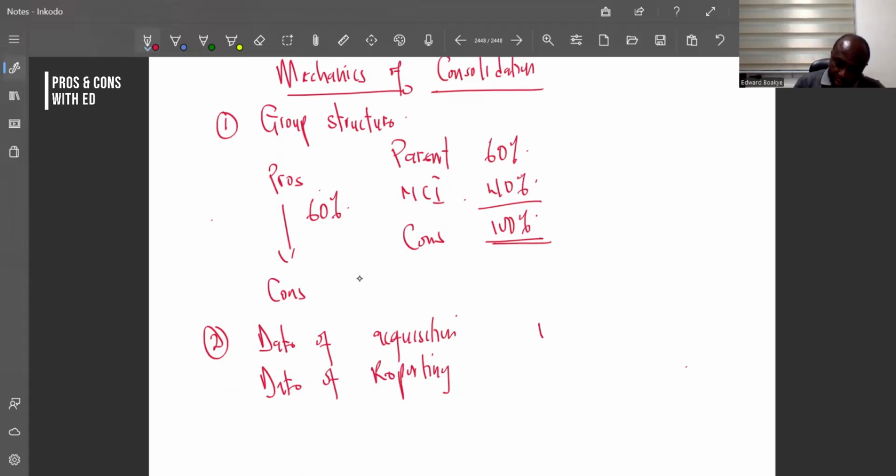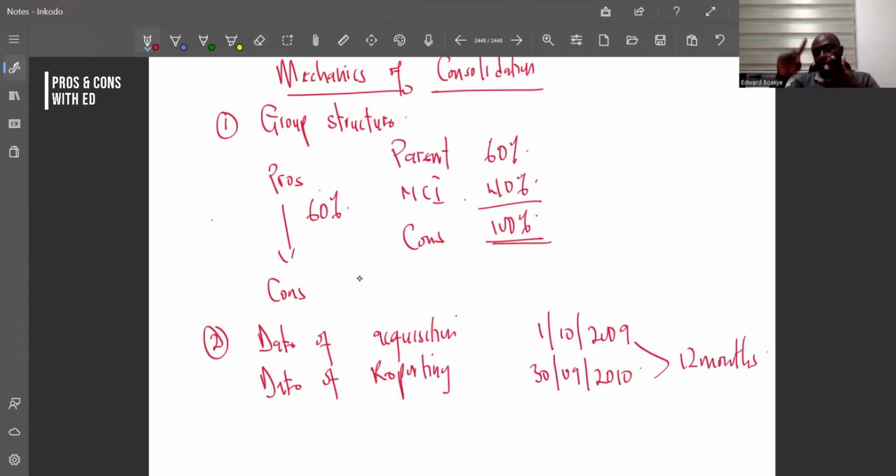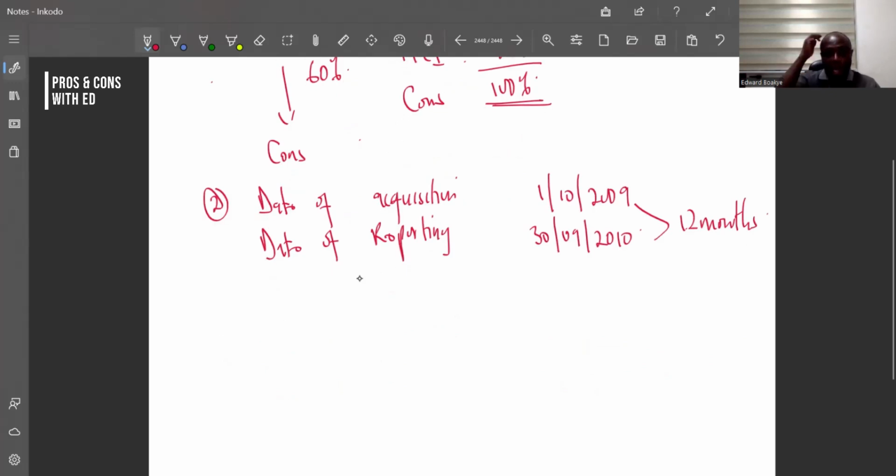So 1st October 2009, and the ending period is 30th September 2010, giving us 12 months. So October, November, December, January, February, March, April, May, June, July, August, September, which will give us the 12 months. So it means our post-acquisition period is 12 months.